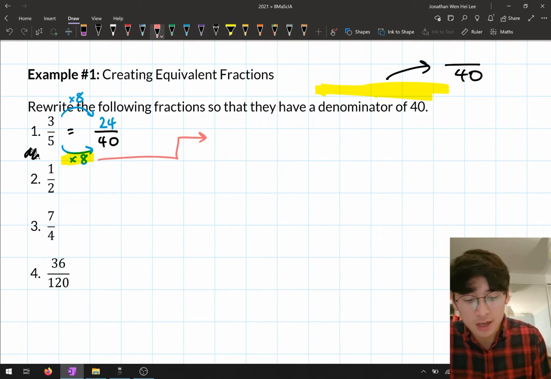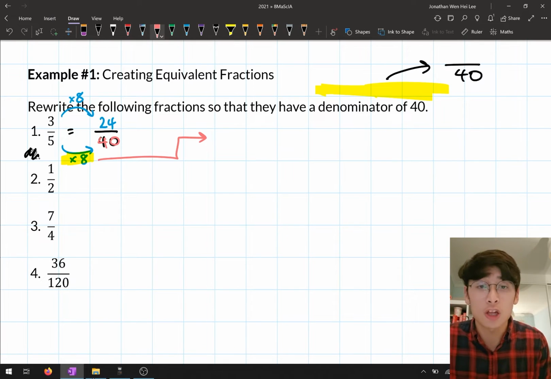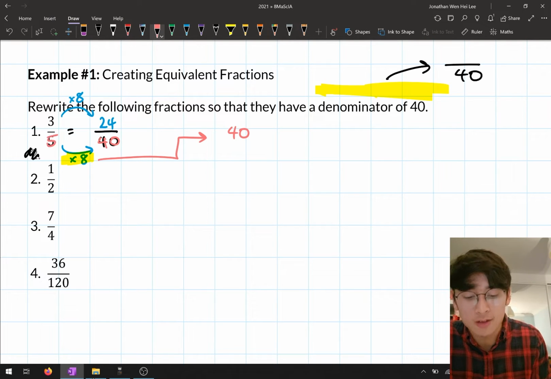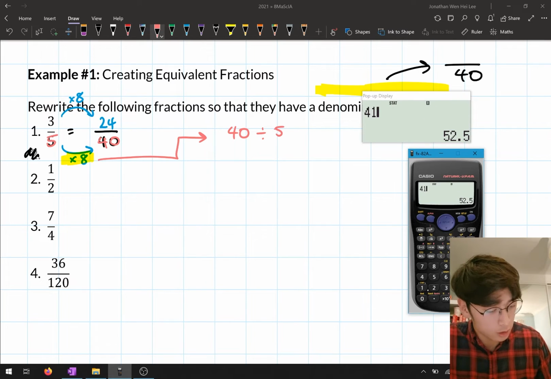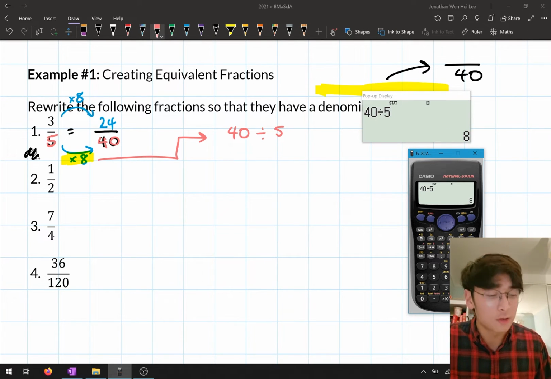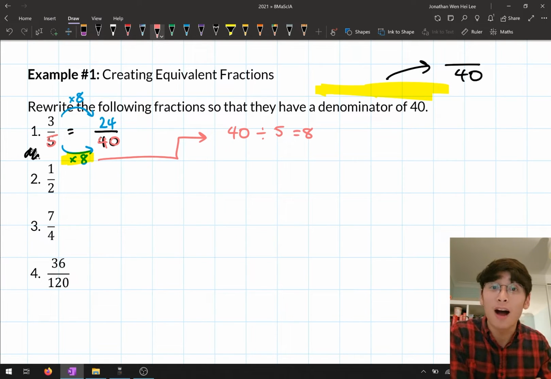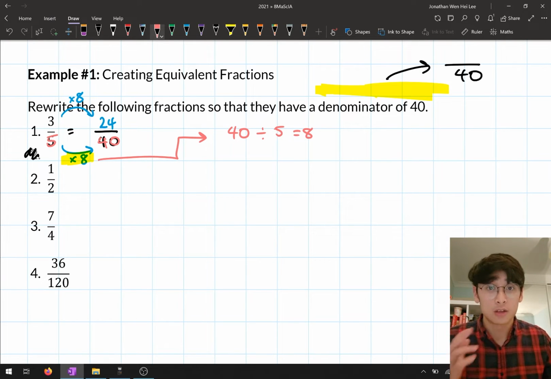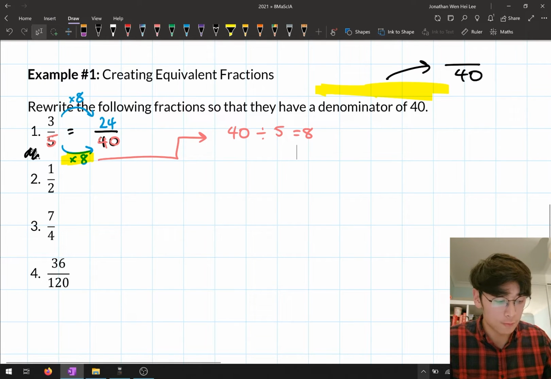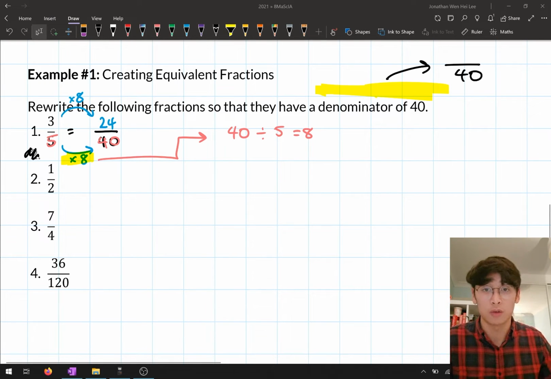So what I can do is take my finishing denominator, the target denominator that I want, 40, and divide it by the starting denominator. So I'm going to divide that by 5. 40 divided by 5 just gives me 8. That's the number that I need to multiply by in order to get from 5 to 40. So that's how we create an equivalent fraction for this first example. Hopefully that made sense to all of you.